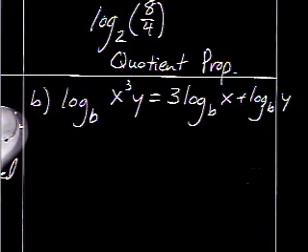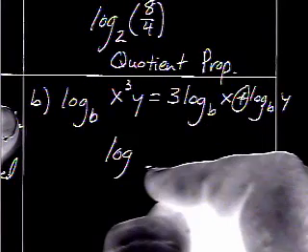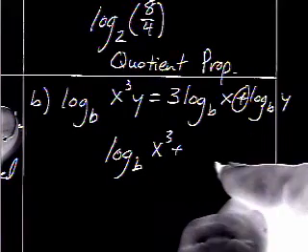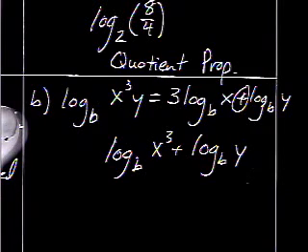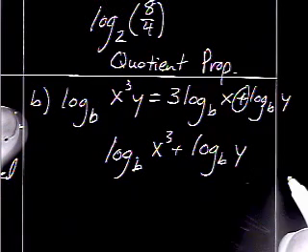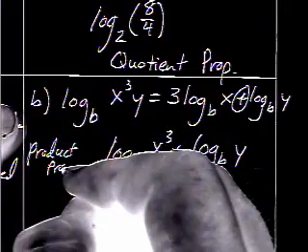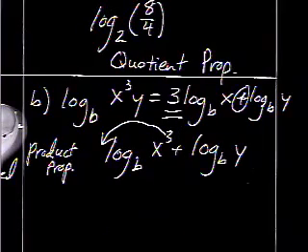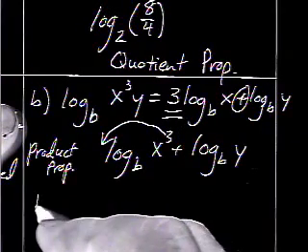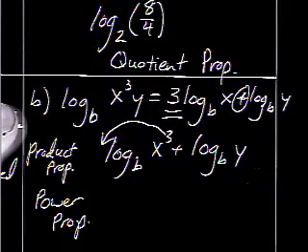Want to see what properties were used. Well, I see addition right over here, so that must mean that we split this apart into two things right there. We did that part first, right? And that is the product property. And then, of course, we moved this down in front, and so that would be the power property. So two things were used there, the product property and the power property.